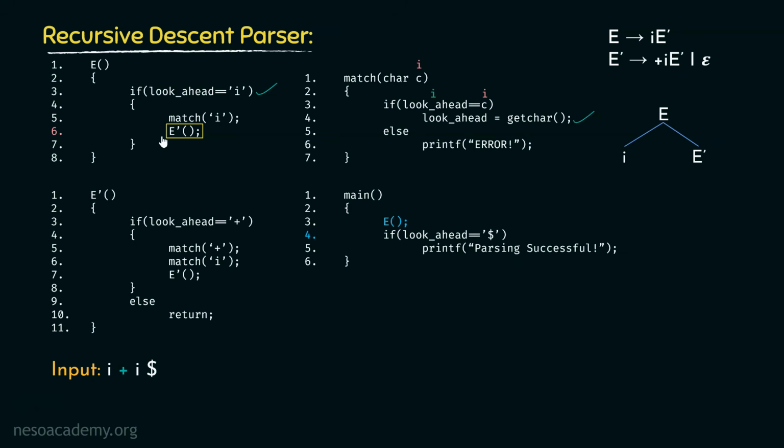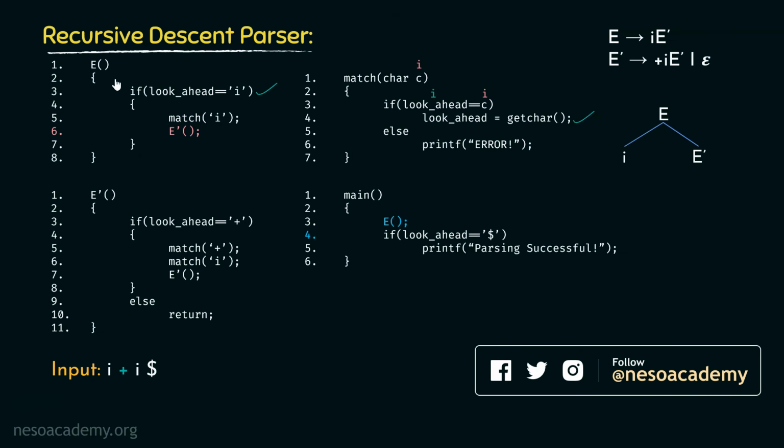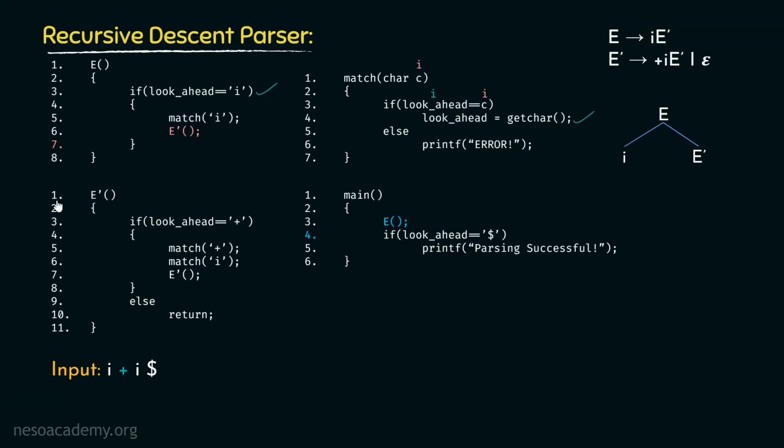Once E dash has been called and its execution has been done, we will then return back to the procedure E, and specifically to the line number 7. We are again marking this so that when we come back we remember where we should start off from. Now we just invoked the function E dash, didn't we? So let's begin the procedure E dash. We will get inside the function E dash, and in the line number 3, as you can see, we have this if statement where the lookahead is being checked whether it is plus or not, which evidently is plus at this particular time.